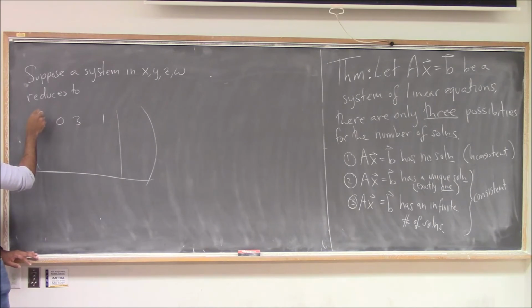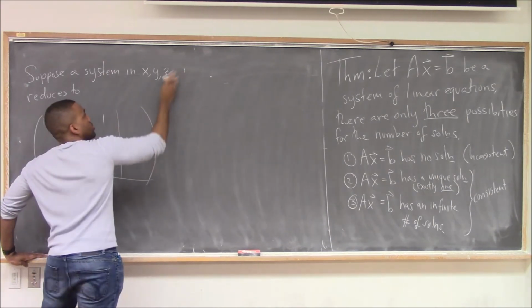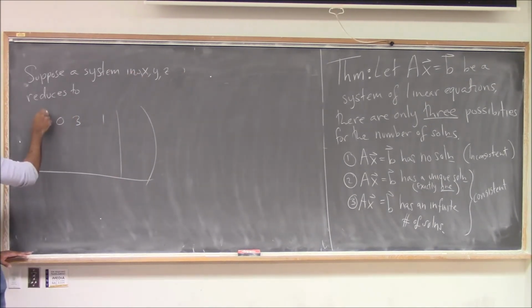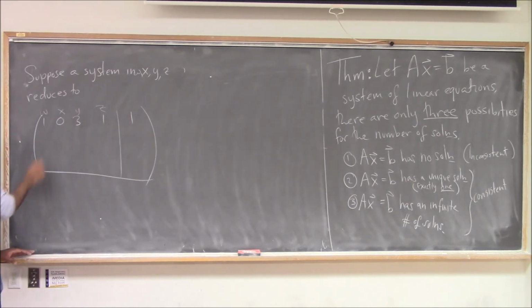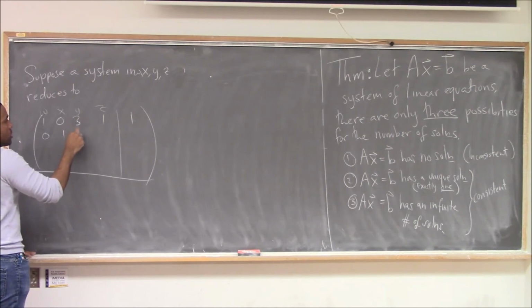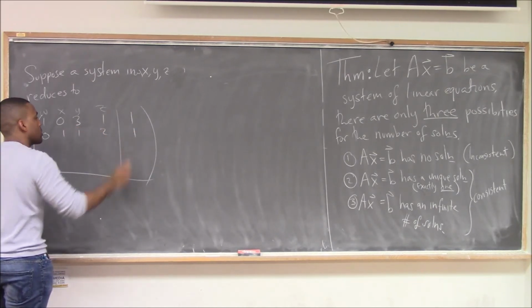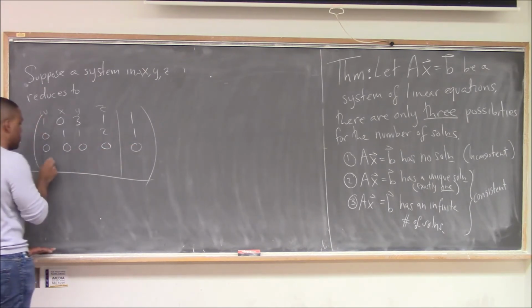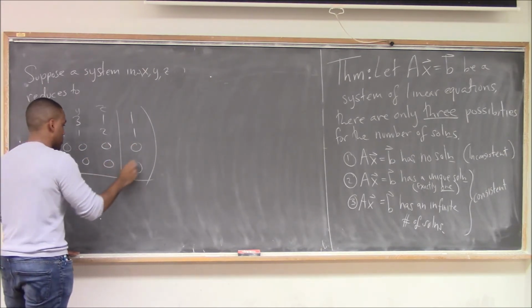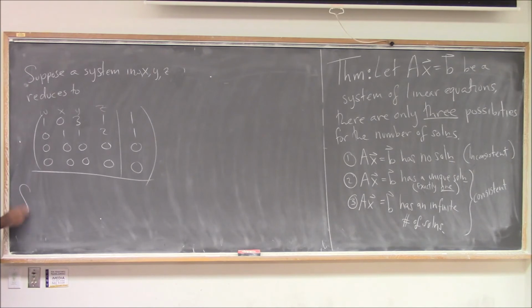Put the W in front. This is the W column, the X column, the Y column, the Z column. This is a constant. Tell me what the solution is.